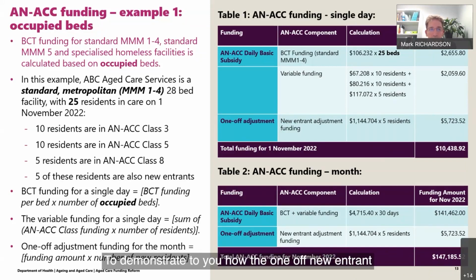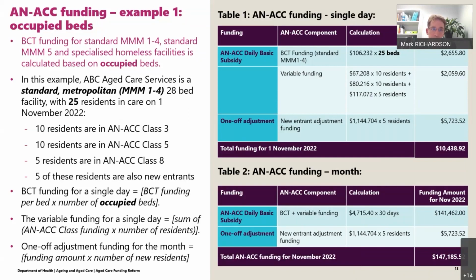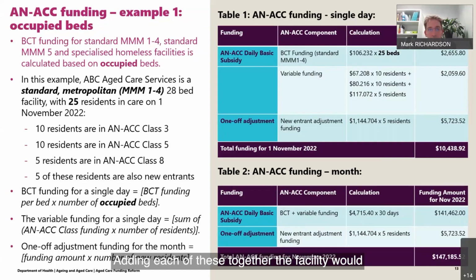To demonstrate to you how the one-off new entrant funding works, 5 of the residents are also new residents, meaning the facility would also receive $5,723.52 for the one-off adjustment payment. Adding each of these together, the facility would receive total funding of $10,438.92 for the 1st of November 2022.